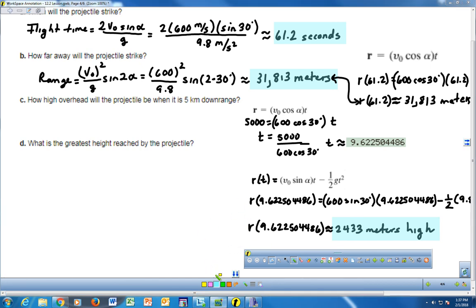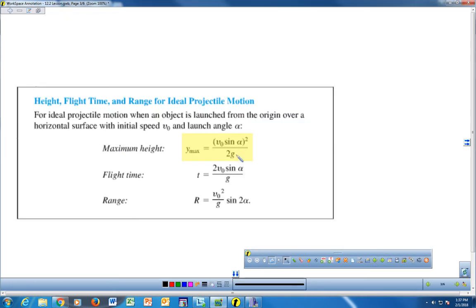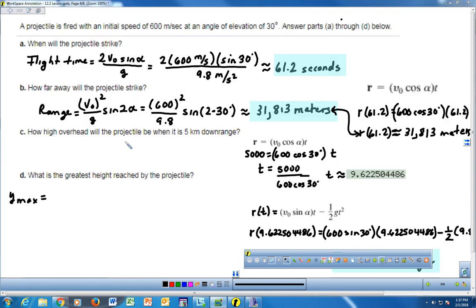Now let's go to letter D and last. What is the greatest height reached by the projectile? So we need to find my Y max. And we found a formula for that. The maximum height is given by this formula: initial velocity times sine of alpha, squared, divided by twice the gravity.